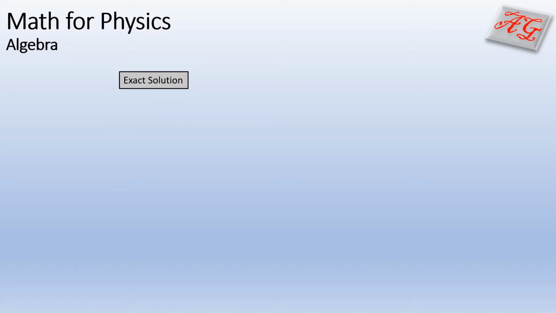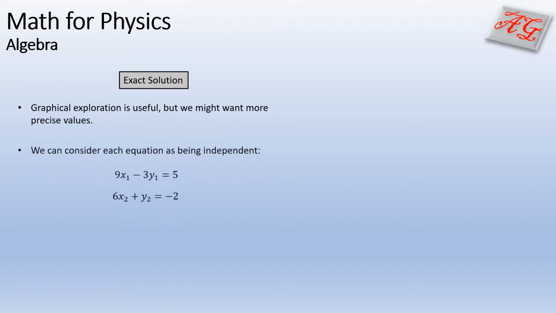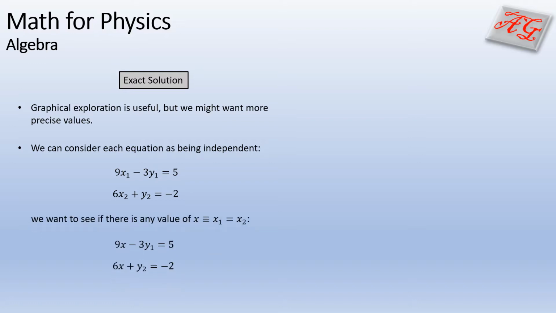We now want to get an exact solution to the previous problem. That is, of course, more precise than the graphical approach. So the first step to solving the equation is to assume that both equations are independent and that they have nothing to do with each other. So for the first equation we can use a 1 subscript on both x and y, and the same for the second equation by using 2 as a subscript. And we want to see any common value x1 equals x2.